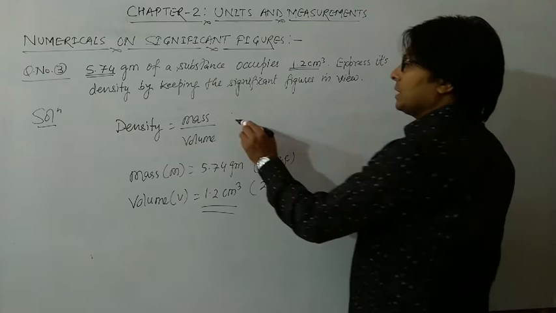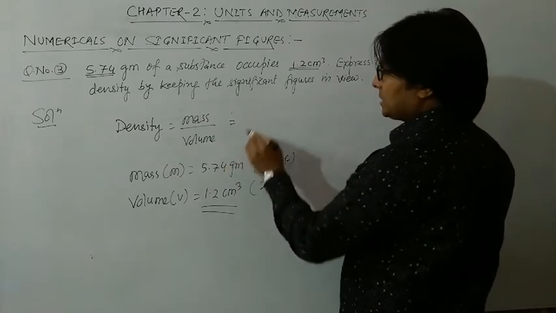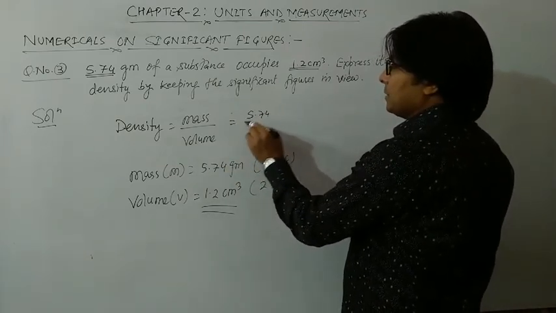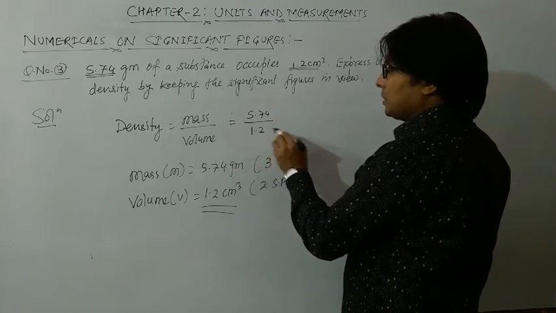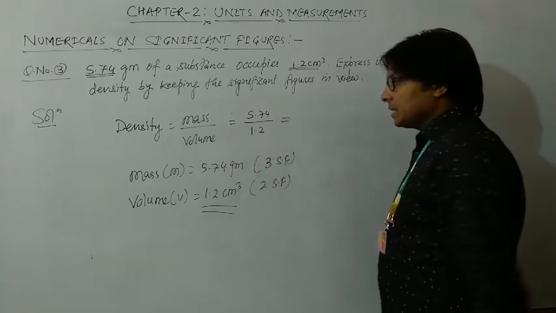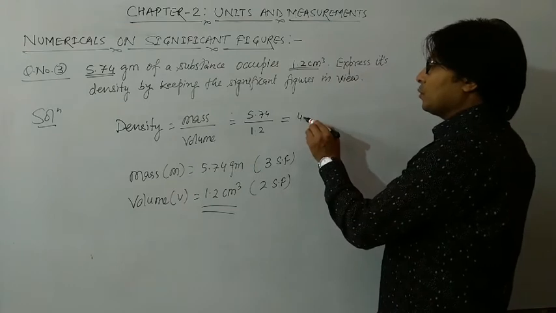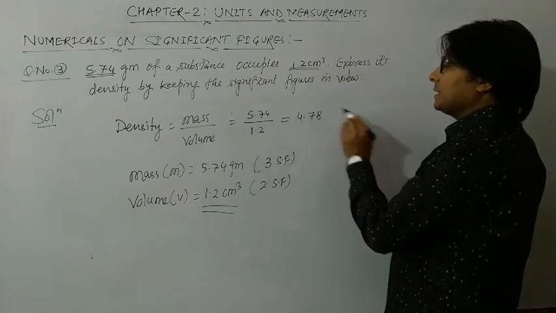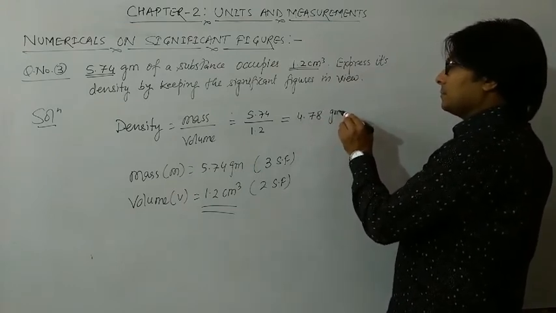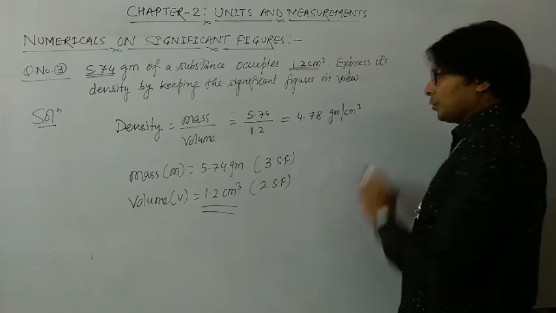So now let us try to find the result. Mass, that is 5.74, volume, that is 1.2, and while you solve this, it comes out to be 4.78 gram per centimeter cube.